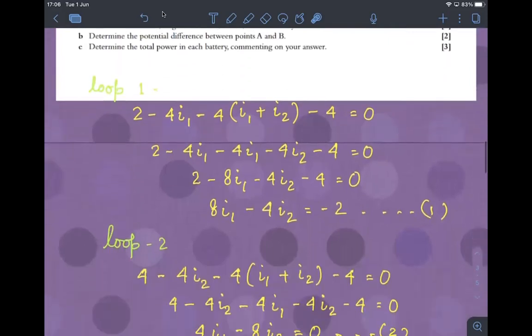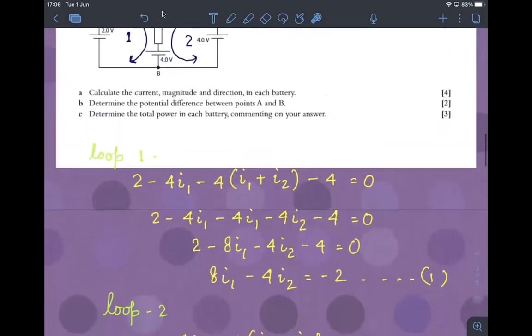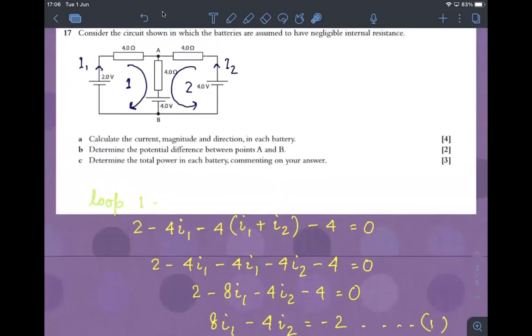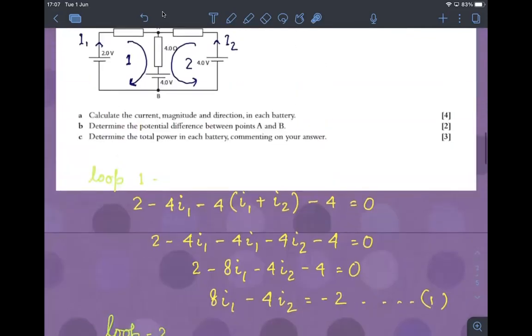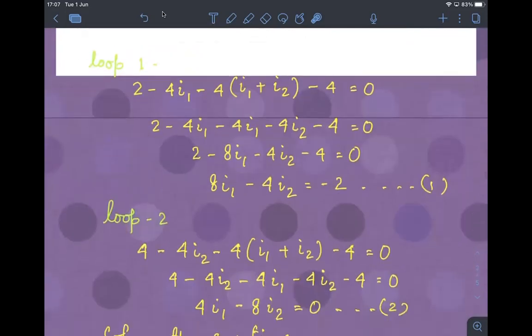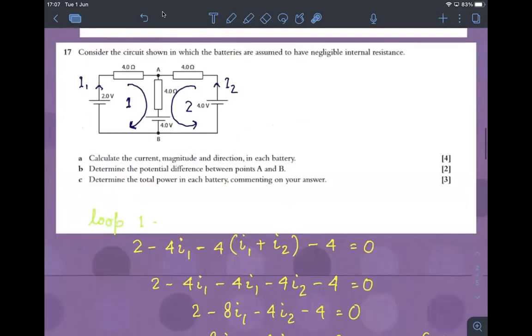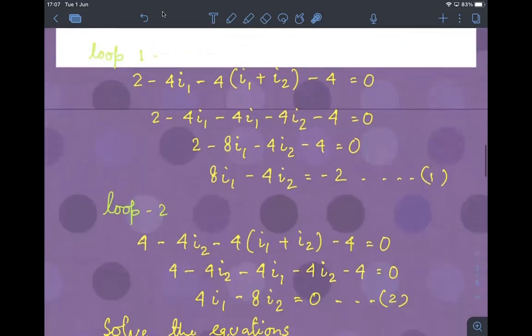Let's try to understand what happens in loop number 2. Now, again, in loop number 2, you're starting from 4 volts, a current I2 enters. Now, as this current I2 goes up, you are going from negative to positive. So here, this is the negative terminal and this is the positive terminal. You're going from negative to positive, so there is a step up in the voltage. So that's positive 4. And then I2 is entering this 4 ohm resistor, so there's a drop in the voltage. So it is negative 4I2.